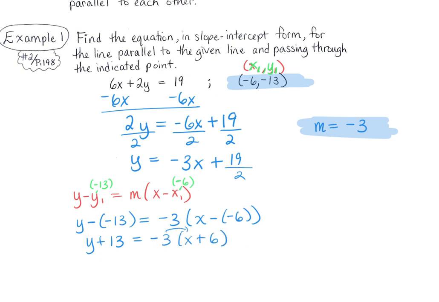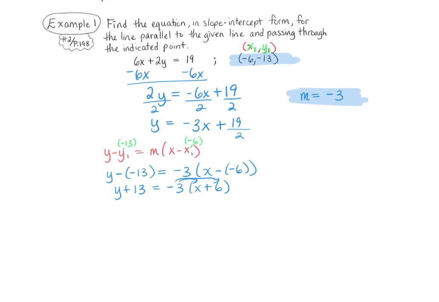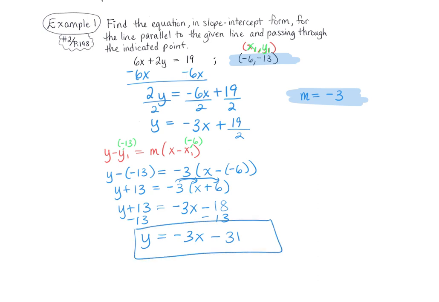Now distribute the negative 3 on the right side, and we get y plus 13 equals negative 3x minus 18. Now we do what to both sides? Subtract 13 to get y equals negative 3x minus what? 31. And that's it. It's the same exact thing. It should be. It better be. Good. Very good.